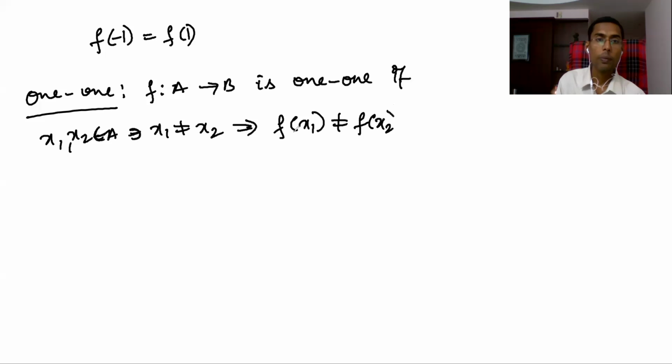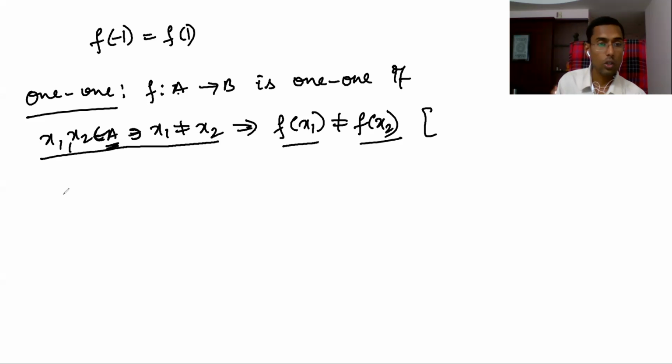What does it mean? f is a function from A to B is one-to-one when, if you take any two different elements x1, x2 belongs to A such that x1 is not equal to x2, meaning any two different elements, their images are also different. See, x1 not equal to x2, then f of x1 is not equal to f of x2. This is the mathematical definition. Mathematically we are writing, not theoretically.